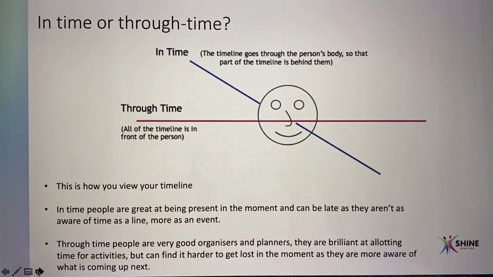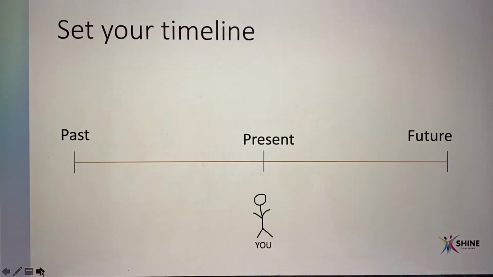Through-time people are great organisers and planners. They're brilliant at allotting time for activities and seeing it as a whole plan. So, this happens, then that happens, and then this happens. Whereas they can find it harder to get lost and be present in a moment as they're more aware of, this is coming up next, so I need to go now. So that's another way of noticing whether you're an in-time or a through-time person.